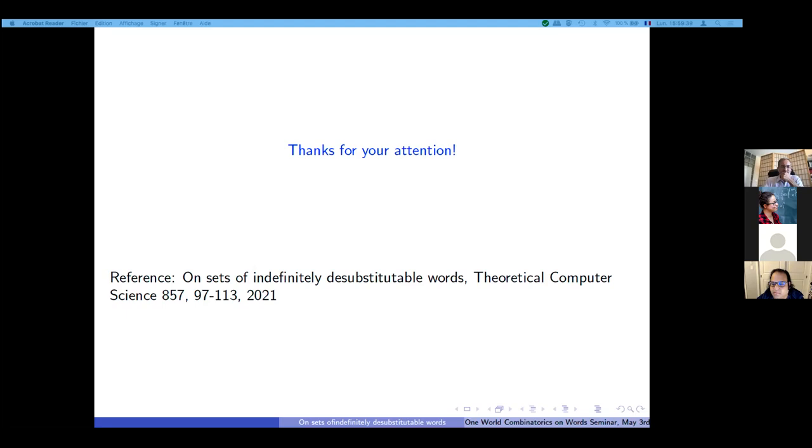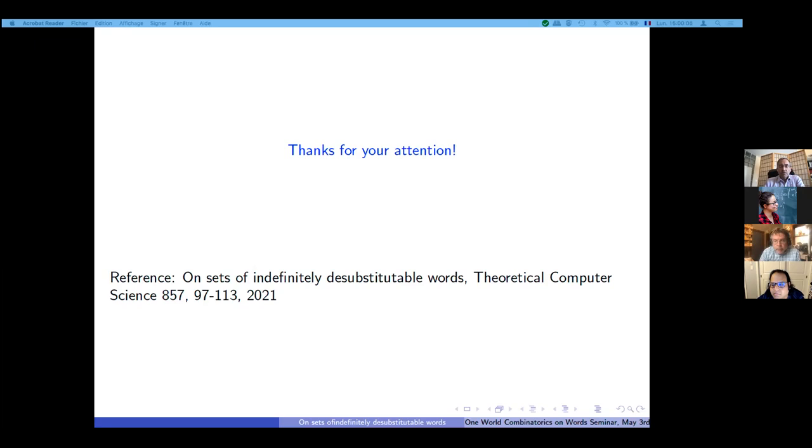Maybe I do. Could you possibly extend this, instead of substitutions, to things that are, for example, fixed points of transducers, like Kolakoski? I have not looked at this kind of generalization.